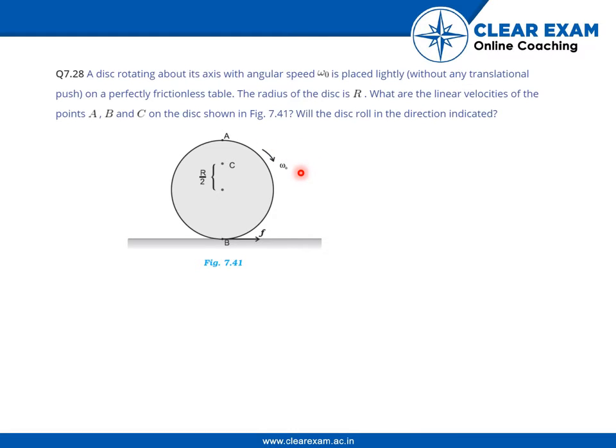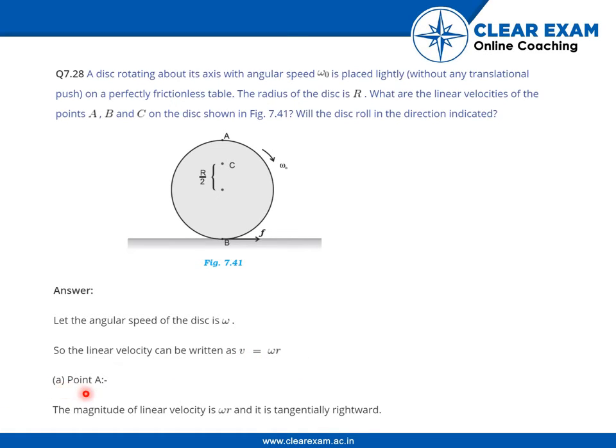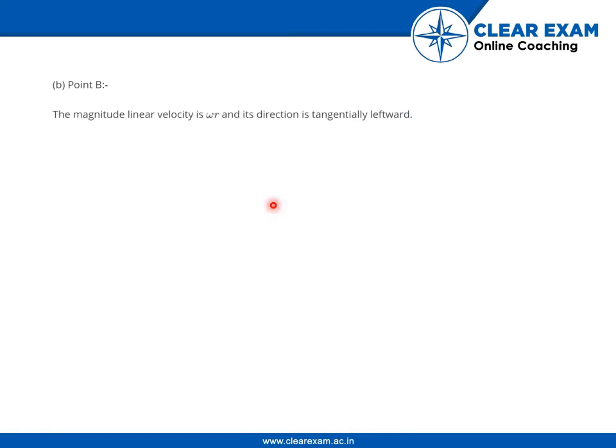There is this direction. Let the angular speed of the disk be omega, so the linear velocity can be written as v equals omega r. Now for point A, the magnitude of linear velocity is omega r and it is tangentially rightward. Now in case of point B, the magnitude of linear velocity is omega r and its direction is tangentially leftward.